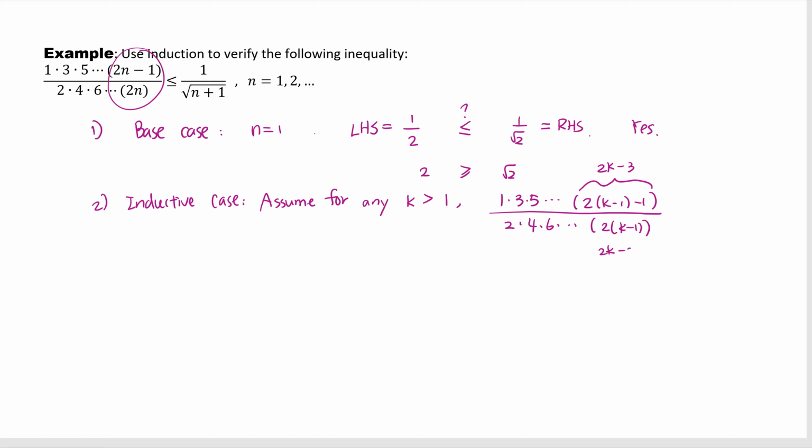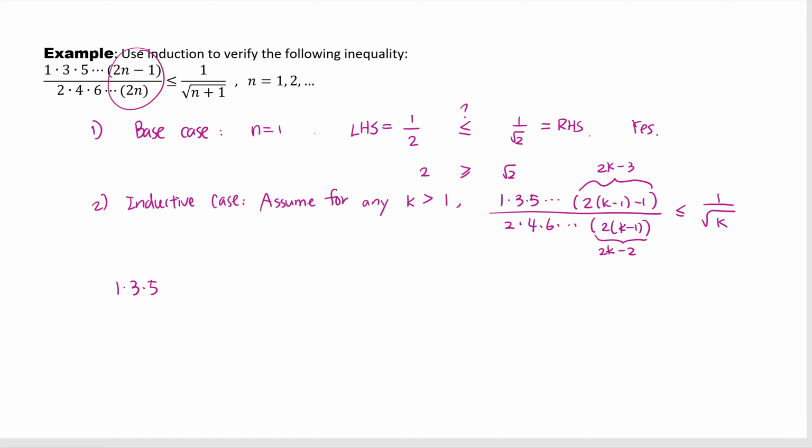This guy is 2k minus 2. Okay, and this is less than or equal to the square root of 1 over, replacing n by k minus 1, k minus 1 plus 1, which is k. So we suppose this inequality is true.